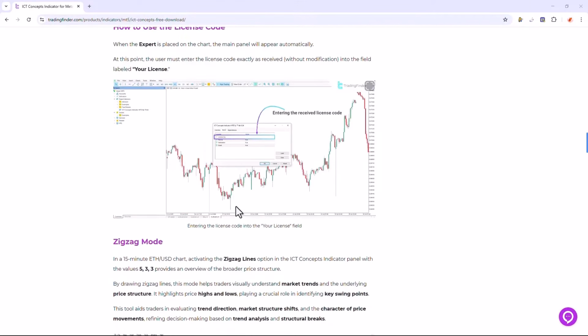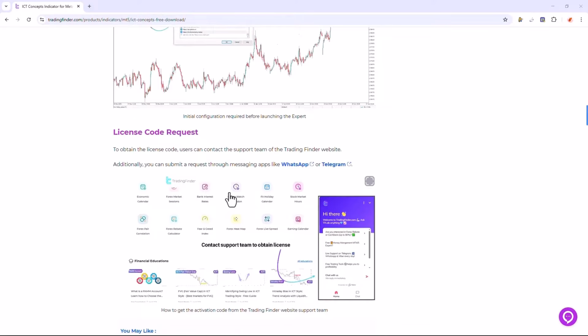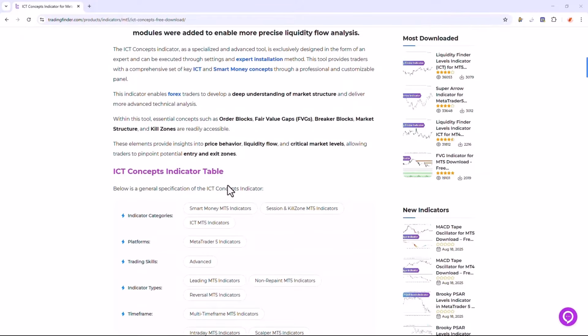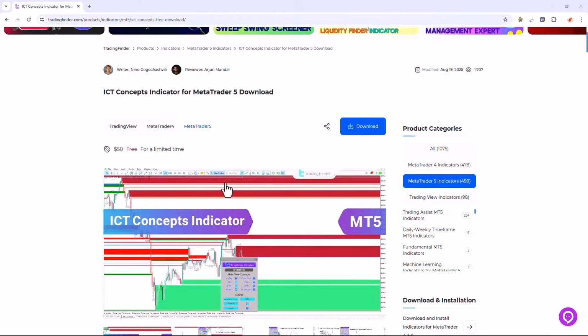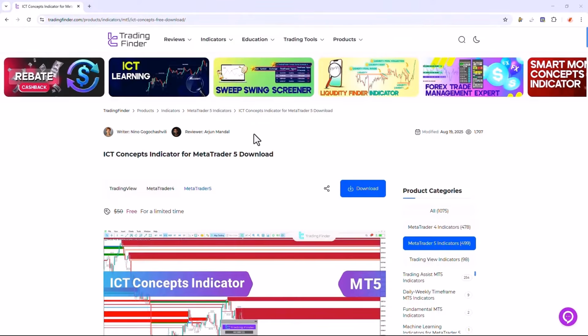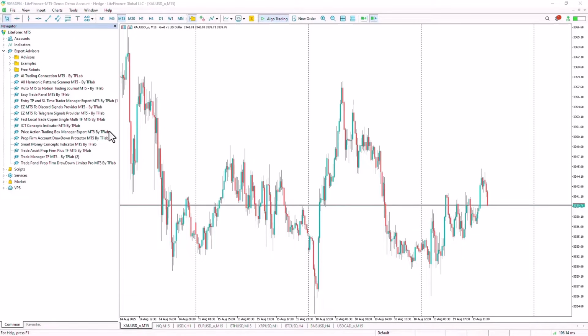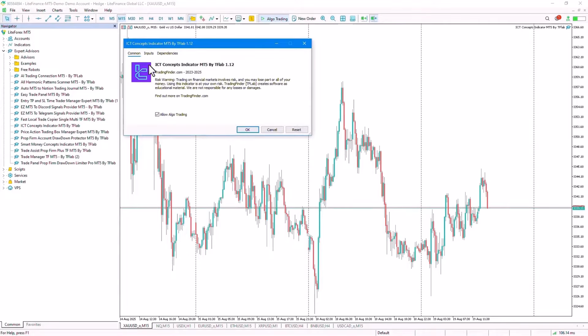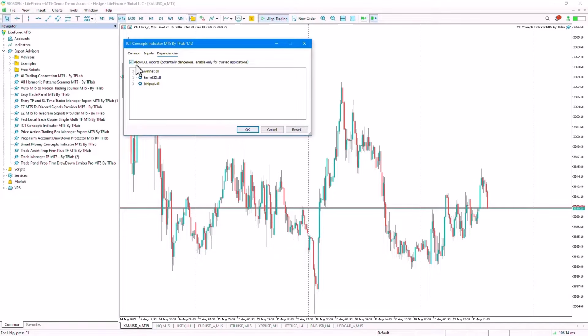From the Navigator section, you should carefully select the expert file and then run the expert by simply dragging the file directly onto the active chart. Next, navigate to the Dependencies tab, and within this tab, you must enable the crucial Allow DLL Imports option to ensure proper functionality and integration.